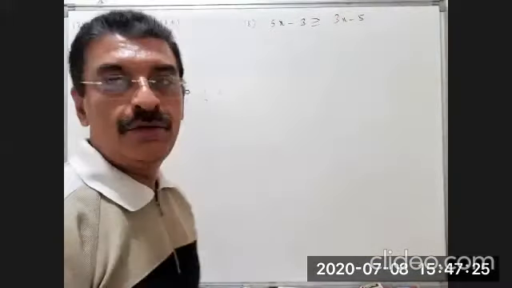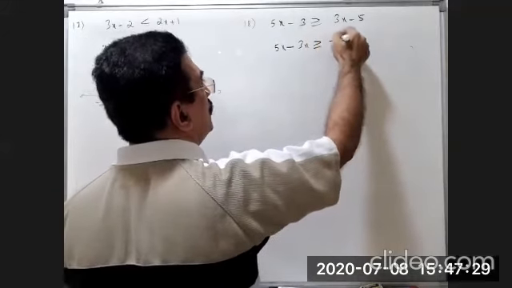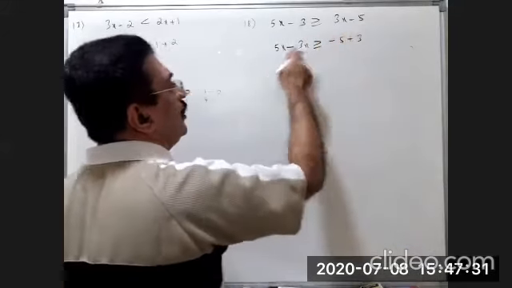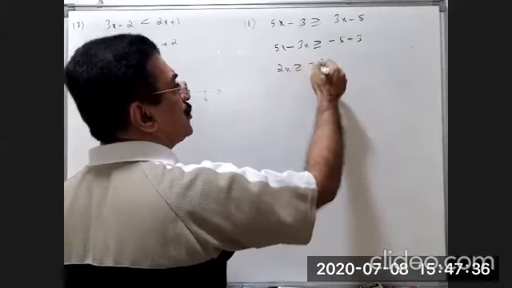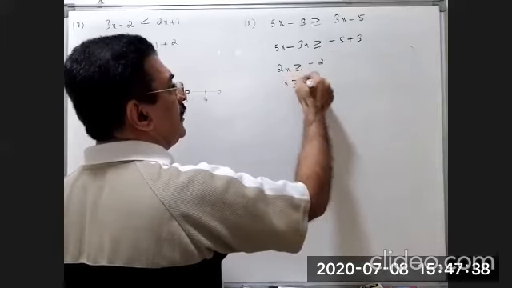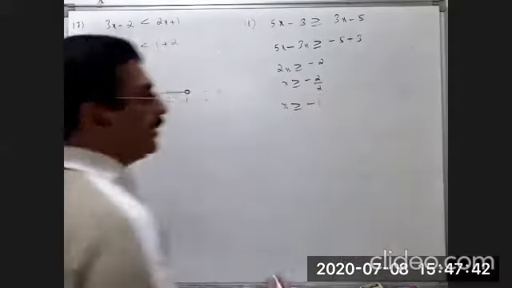You do just 5x minus 3x greater than or equal to minus 5 plus 3. 5x minus 3x is 2x greater than or equal to minus 2. X greater than or equal to minus 1.